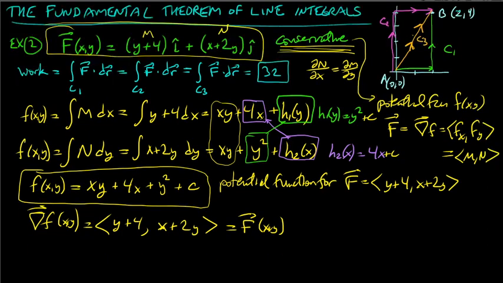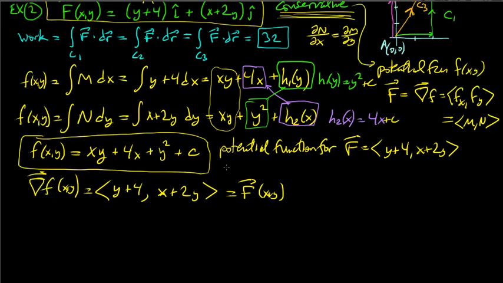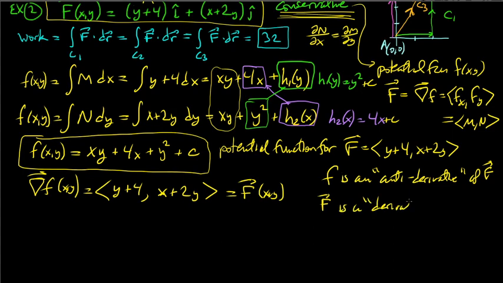Right. So what does this have to do with the line integral? Remember, this little f here is essentially kind of like an antiderivative, so to speak, of the vector field capital F, right? Because capital F is a derivative, even though we call it the gradient. The gradient is a kind of derivative of little f, right?